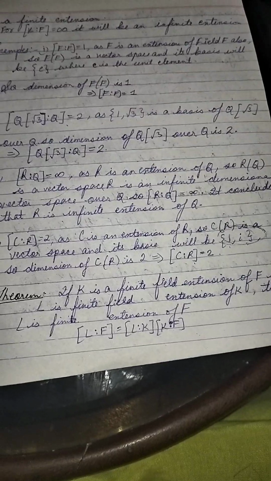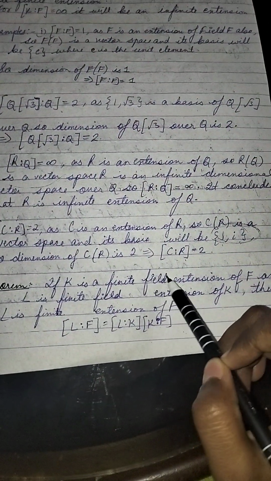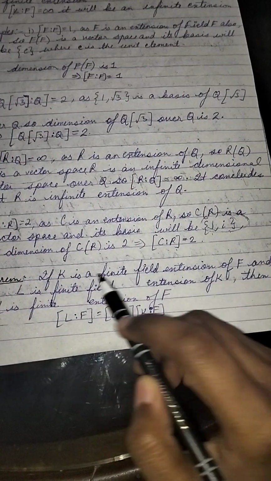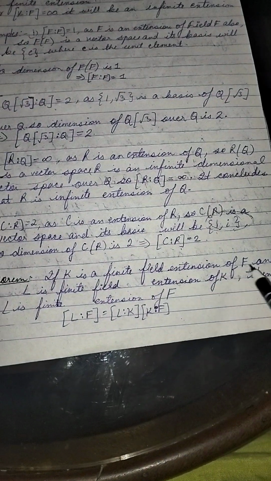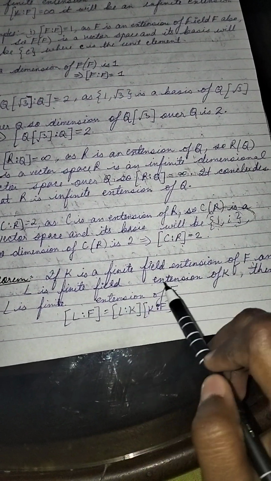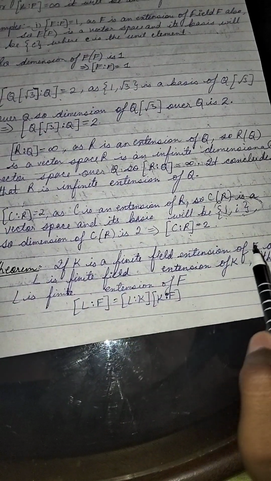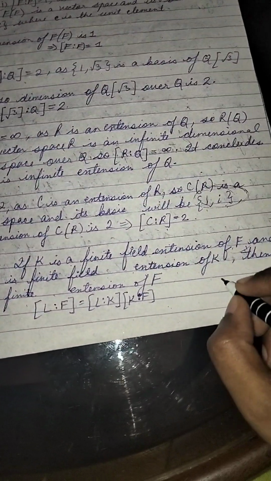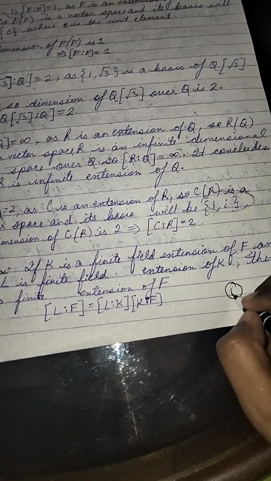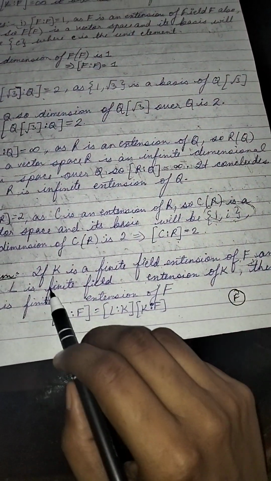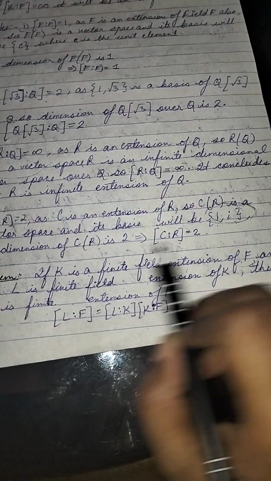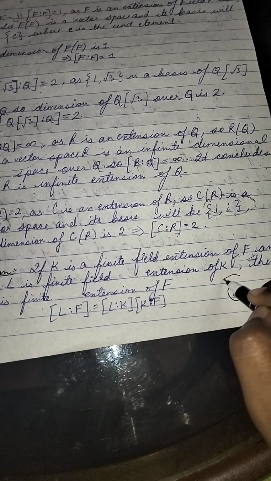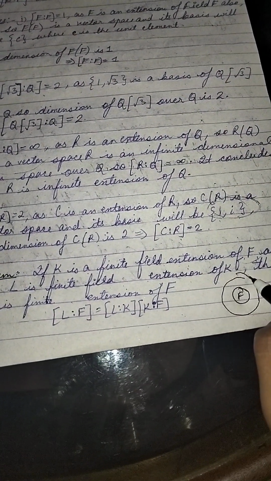Let's see a theorem related to it. If K is a finite field extension of F and L is a finite field extension of K, then L is a finite extension of F. It means if K is a finite field extension of F, then F is a subfield of K. Suppose this is field F. So F is contained in K. This will be K.